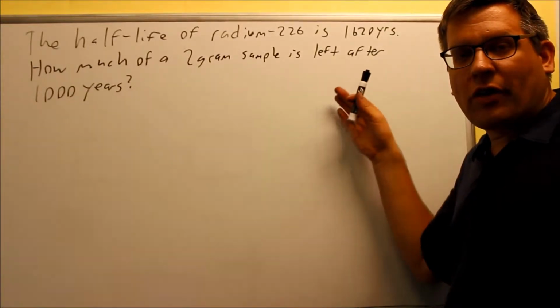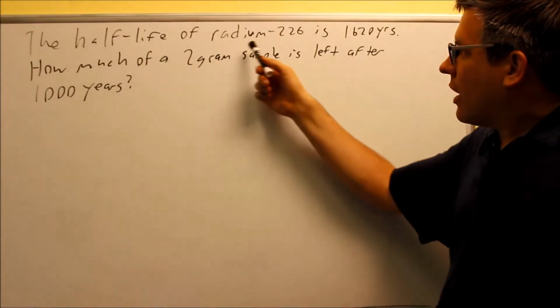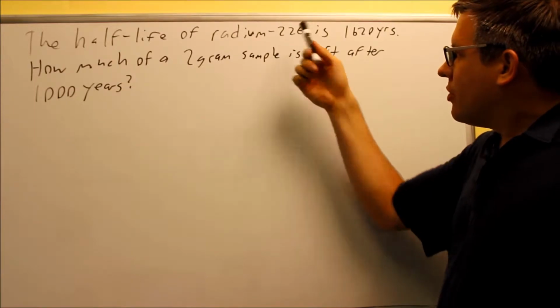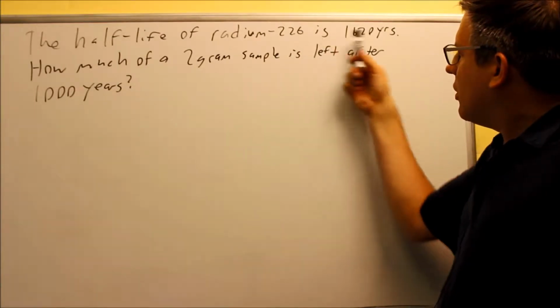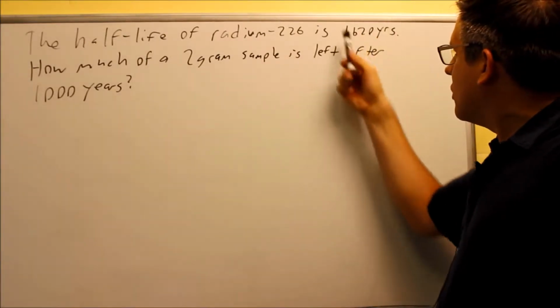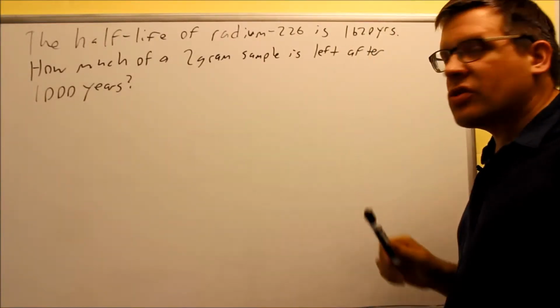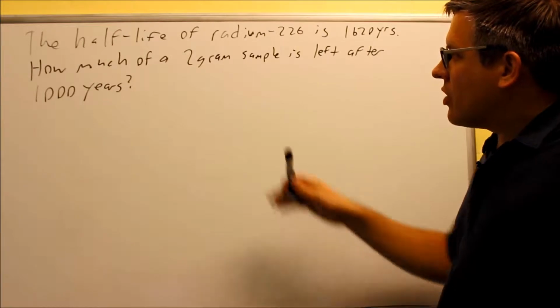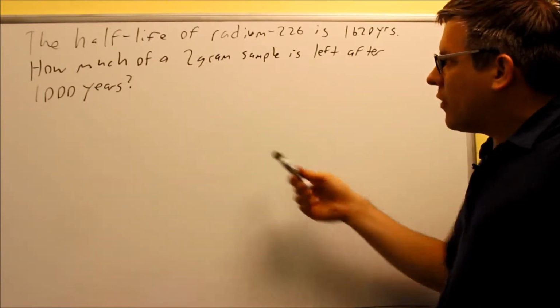Okay, we have another half-life problem. We're given that the half-life of radium-226 is 1620 years. So again, 226 is the isotope name, so we're looking at just the half-life one only, 1620 years. And then it says how much of a 2-gram sample is left after 1,000 years.